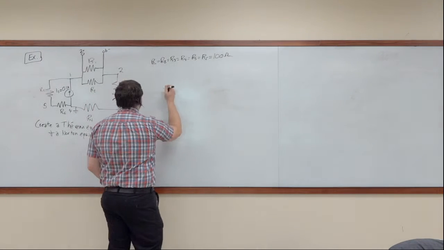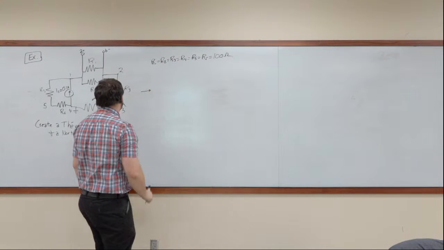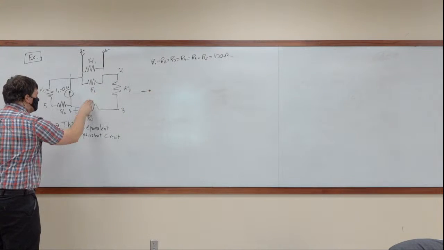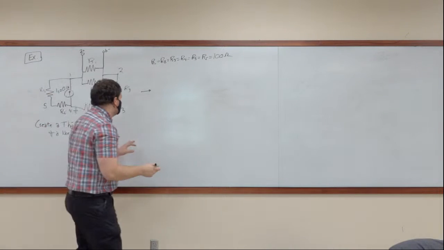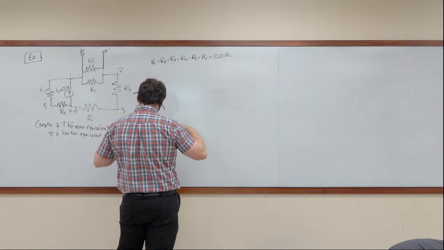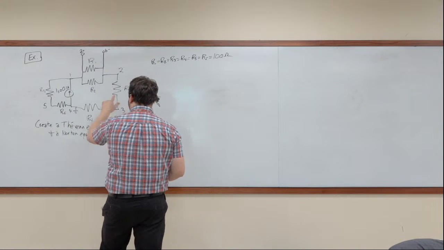All right, so the first equivalent circuit that we're going to go ahead and build. We've got these two in series, we've got these two in series. I'm going to combine both of them, okay? When we combine in series, we lose a node. So we're going to lose node 3, we're going to lose node 5.